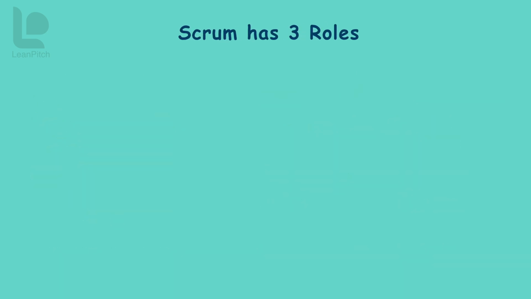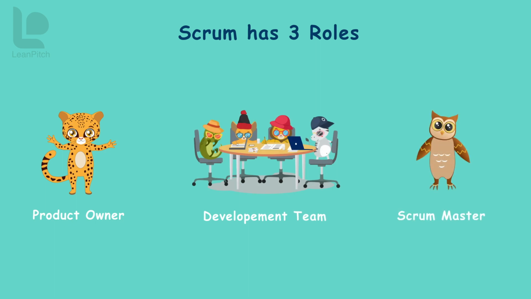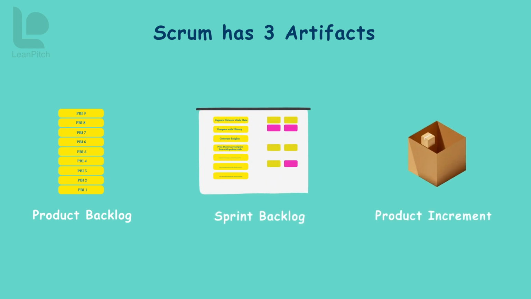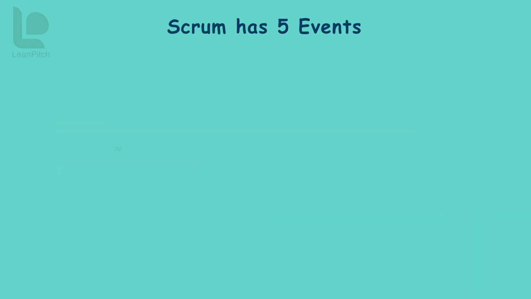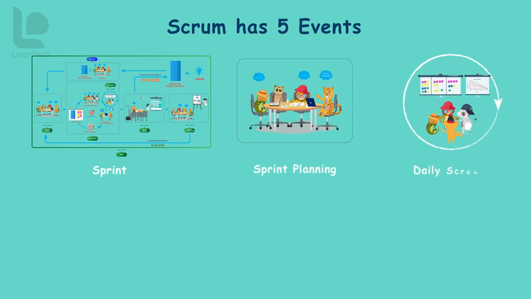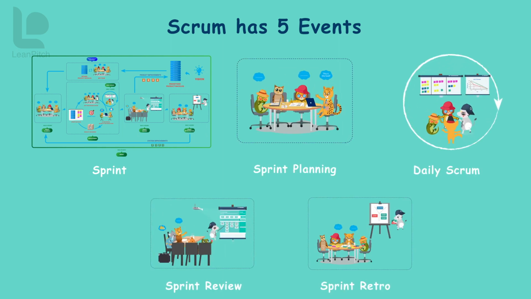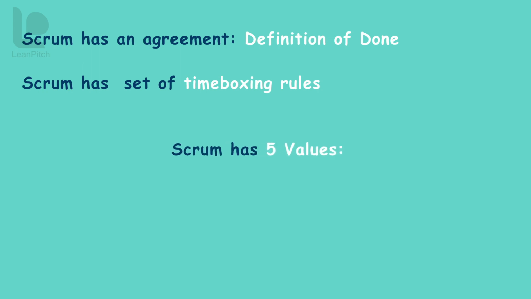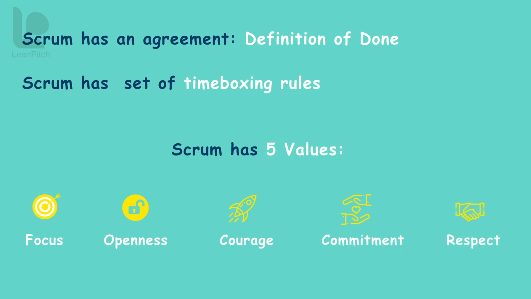Overall, Scrum has 3 roles: a product owner, the development team, and a Scrum master. 3 artifacts: product backlog, sprint backlog, and product increment. 5 events: the sprint, the sprint planning, the daily Scrum, the sprint review, and the sprint retrospective. An agreement, definition of done, a set of time boxing rules, and 5 values: focus, openness, courage, commitment, and respect. This was an overview. Let's deep dive into details in the upcoming modules.